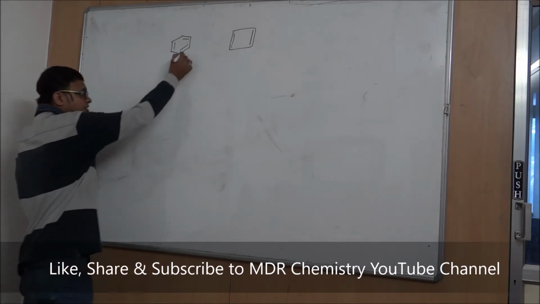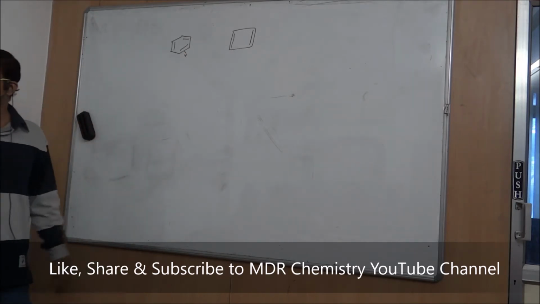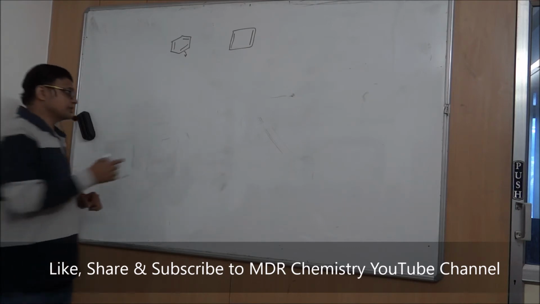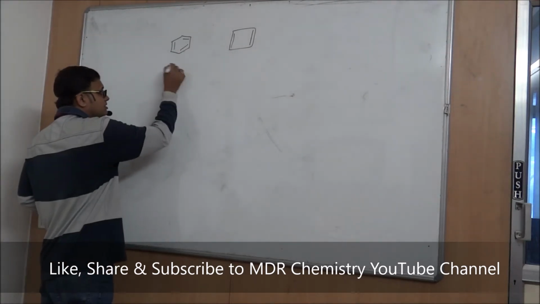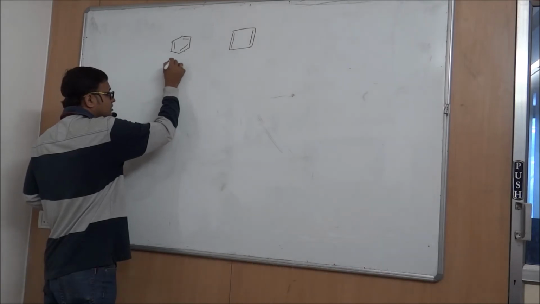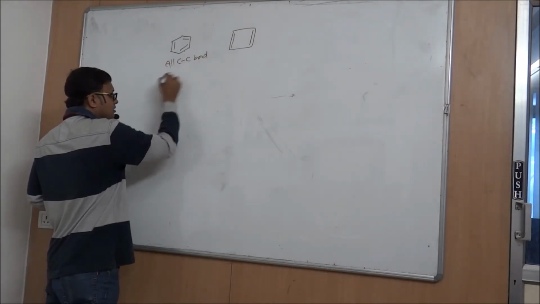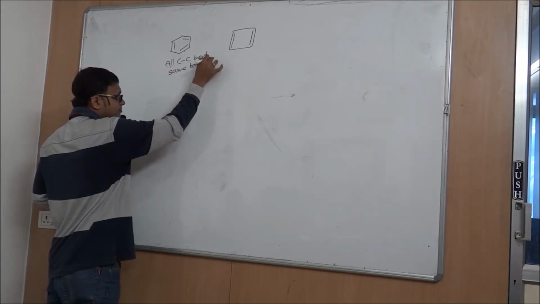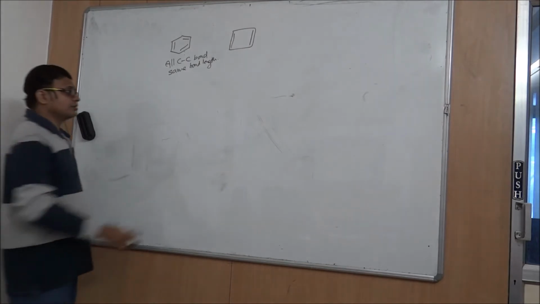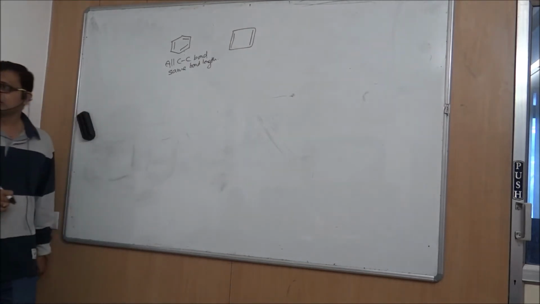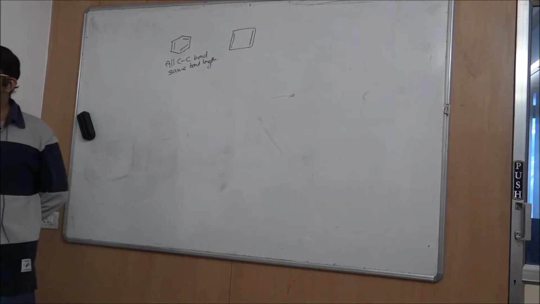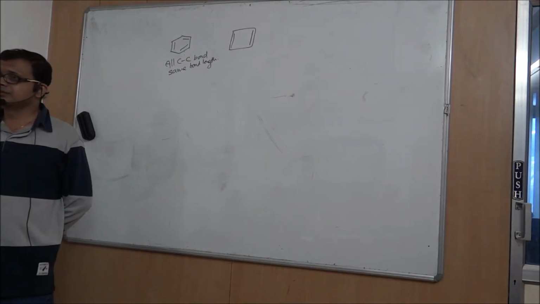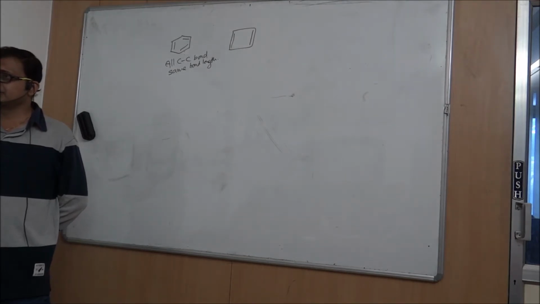All bonds are equal in benzene due to its aromatic nature. Aromatic nature is due to resonance, delocalization of pi electrons. All carbon-carbon bonds are similar, so all carbon-carbon bonds are of the same bond length. What about cyclobutadiene? Just guess it. Is it the same or different? Two types of bonds. Why?